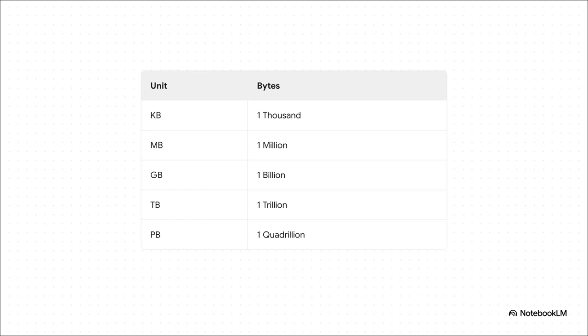is 1 quadrillion bytes. Now, a quick aside, just remember that in a strict binary system, the multiplier is actually 1024. Not exactly 1000, but these nice round numbers are how storage is marketed to us as consumers, just to make the math easier to digest.